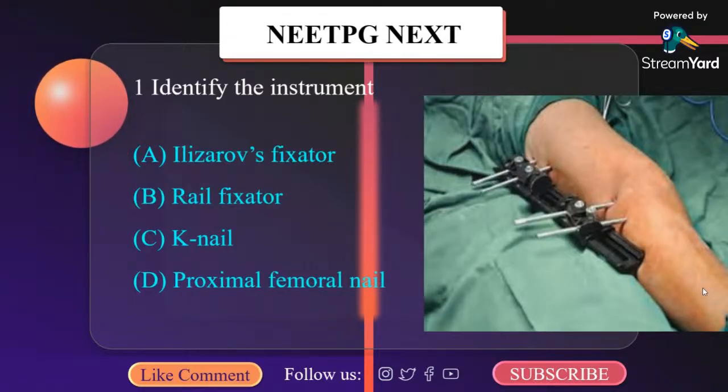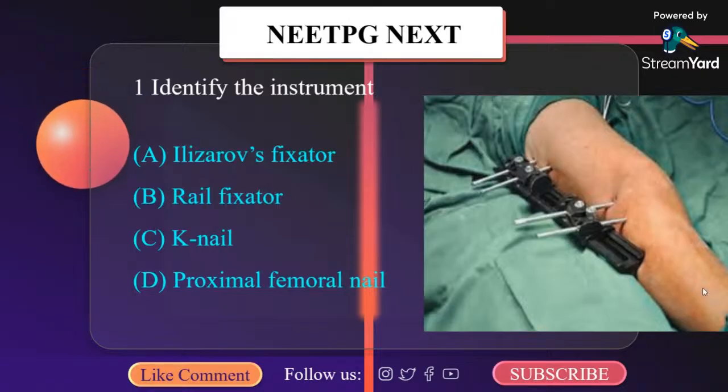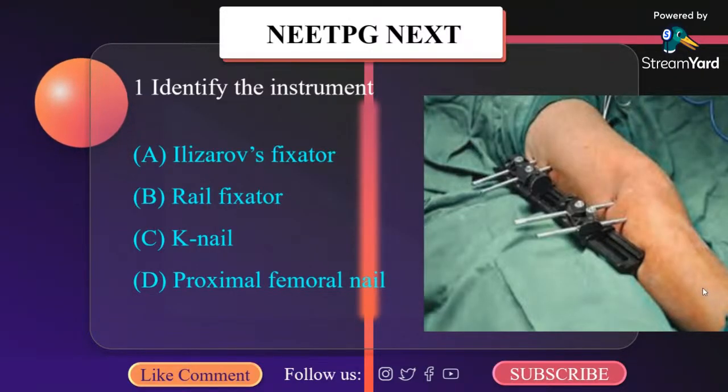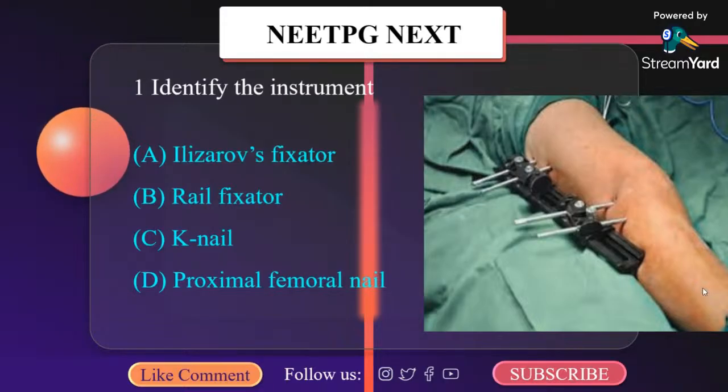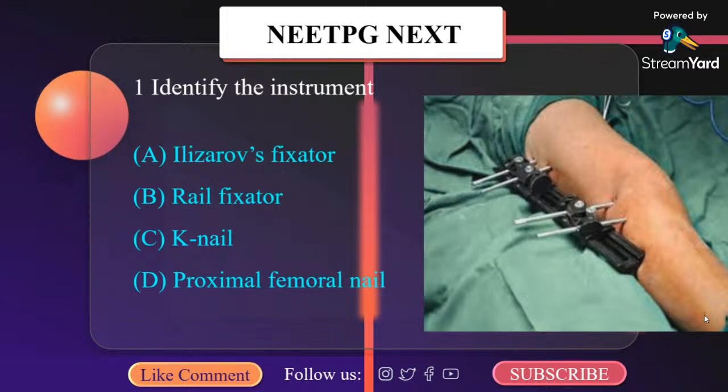Now, what is PFNA? PFNA means proximal femoral nail anti-rotation device. It is a short intramedullary nail which uses a spiral blade device to obtain fixation in the femoral head rather than a conventional screw. What is K-nail?